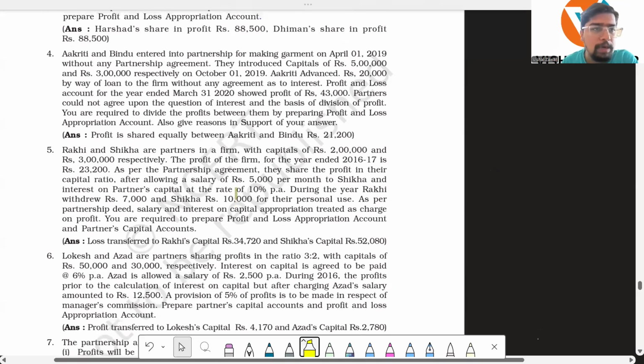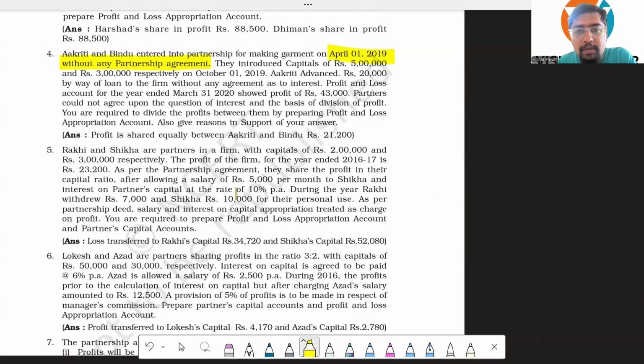So they said there are two partners, Akriti and Bindu. They entered into partnership on 1st April 2019 without any partnership agreement. There's no partnership deed prepared. They have put in the capital: 5 lakh is given by Akriti and 3 lakh is given by Bindu on 1st October 2019, that is after 6 months.